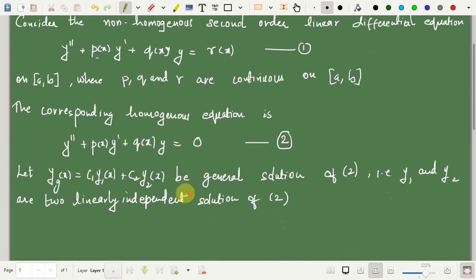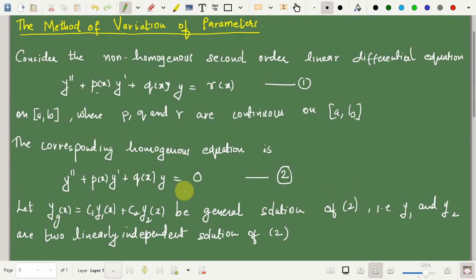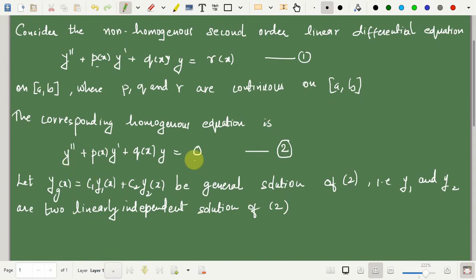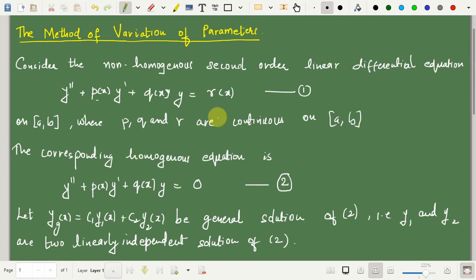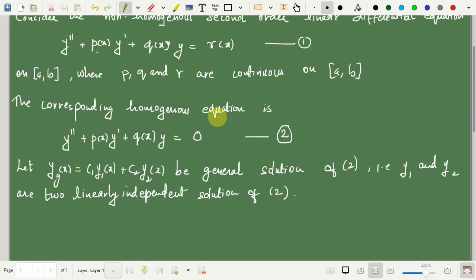Now this method can be applied provided you know the general solution of this homogeneous differential equation. So let's start with the general solution. Suppose we have a general solution yg of x equal to c1 y1 of x plus c2 y2 of x, the general solution of equation 2. That is, y1 and y2 are two linearly independent solutions of 2. Now our aim is to determine the particular solution of equation 1, and so its general solution will be given by yg of x plus that particular solution.